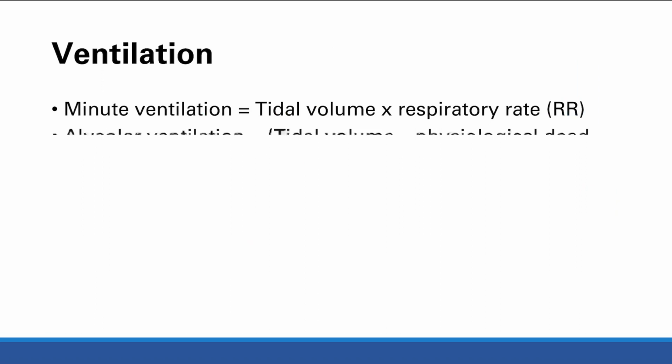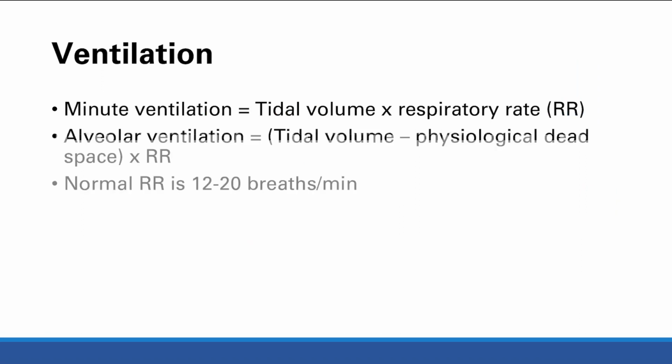Now, alveolar ventilation, this is the volume of gas available for gas exchange at the alveoli each minute. So, how do we know the volume of gas available for gas exchange? Well, we take the tidal volume, which is all the gas we take in, and we subtract the physiological dead space. That's the volume of air that's not available for gas exchange. Okay, so that's the volume of gas available for gas exchange. And then you multiply that by the respiratory rate, and then you get alveolar ventilation. Finally, thing to note is normal respiratory rate is between 12 to 20 breaths per minute. Okay, so that's it for our little overview of lung volumes, physiological dead space, and ventilation.